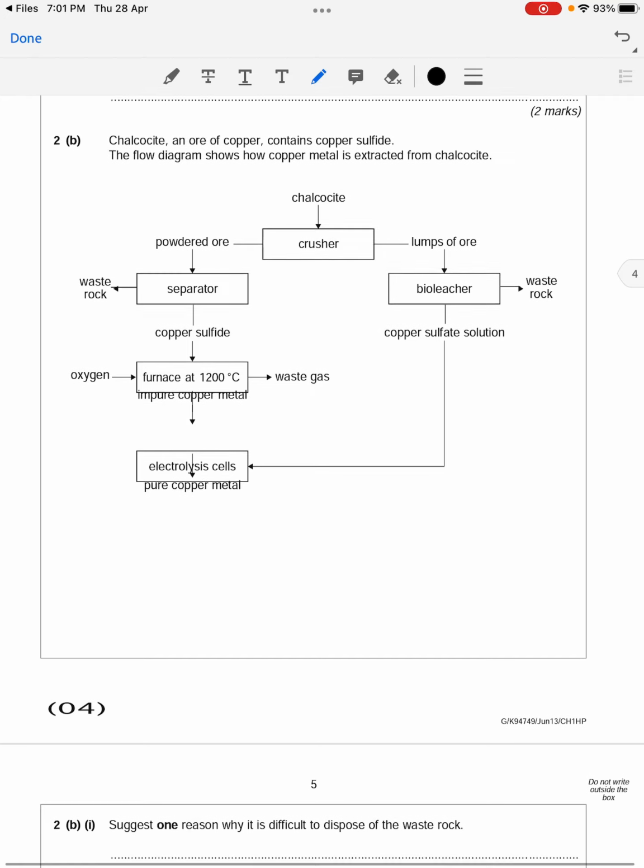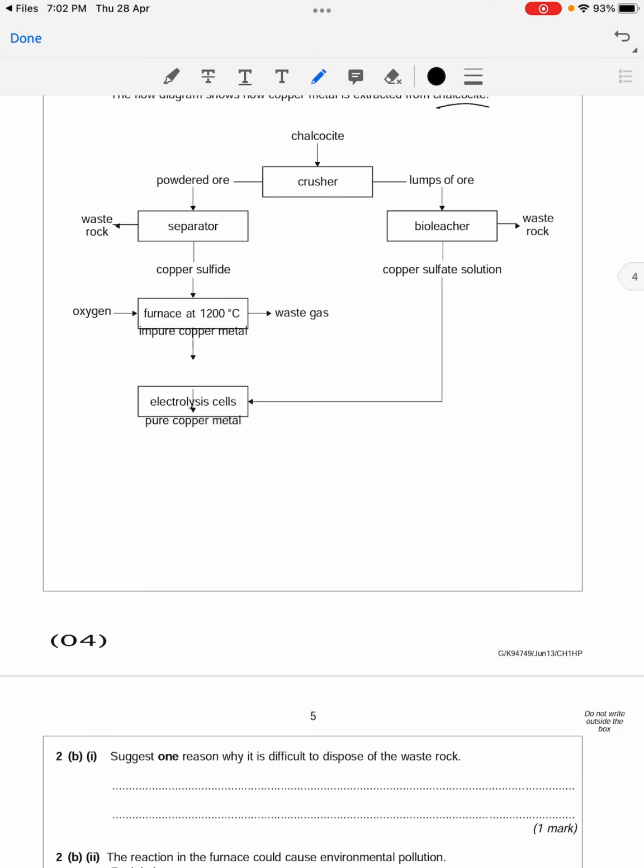Now, chalcocite, an ore of copper, contains copper sulfide. A flow diagram shows how copper metal is extracted from chalcocite. What's this called? Oh, sorry, it's chalcocite. Okay, sorry guys. So we have a diagram there. It's a pretty nice diagram.